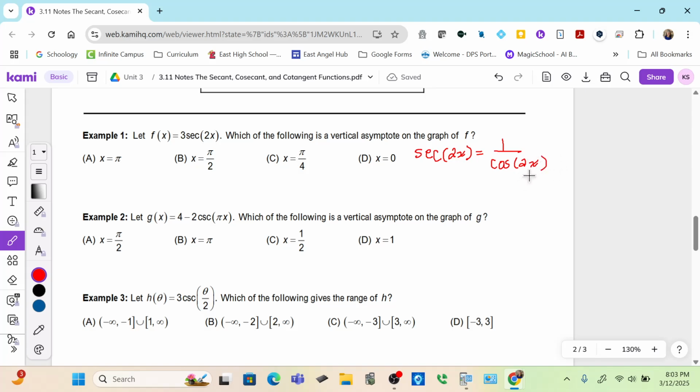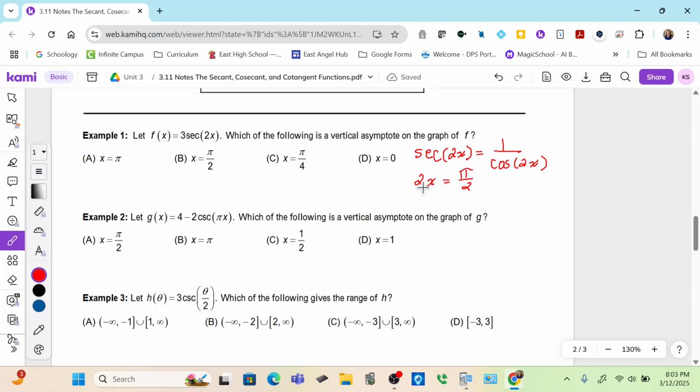Well, we don't want to have cosine of 2x equals 0, and normally cosine has zeros at pi over 2 and 3 pi over 2. So what I'm going to do is set the 2x equal to pi over 2. I don't want that radian measure inside the parentheses to be equivalent to pi over 2. So if I find what value makes this expression, the 2x, equal pi over 2, I'll find a vertical asymptote.